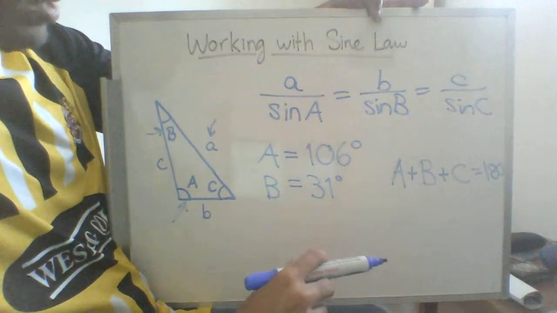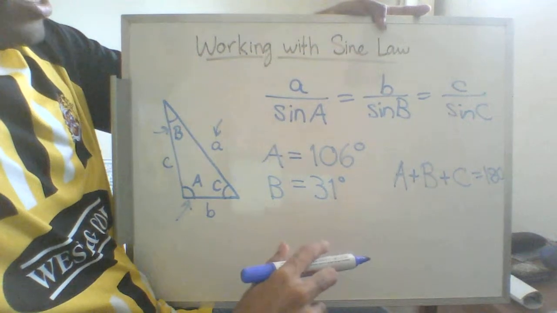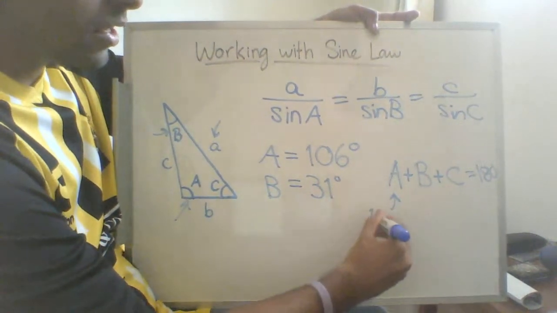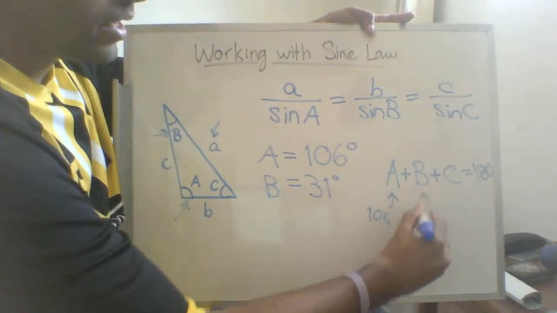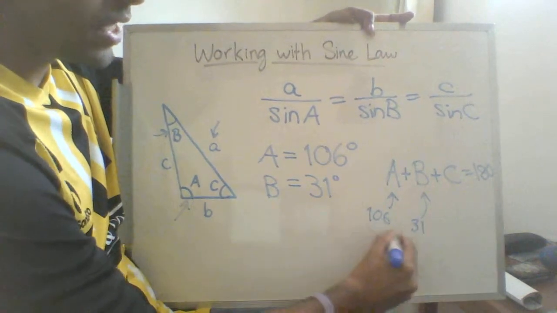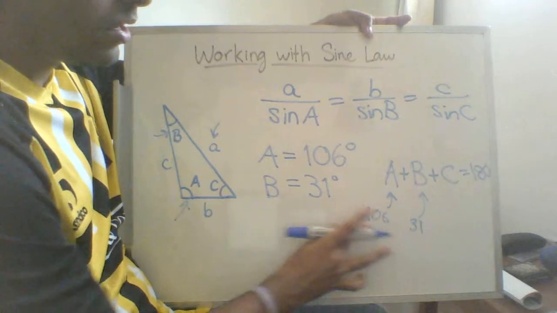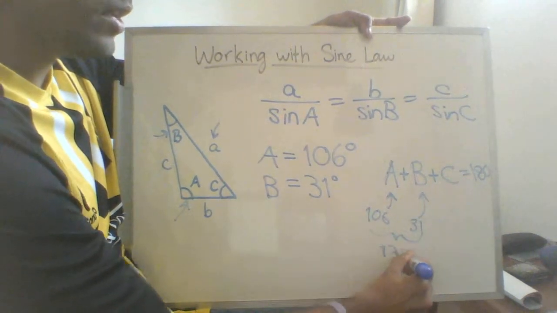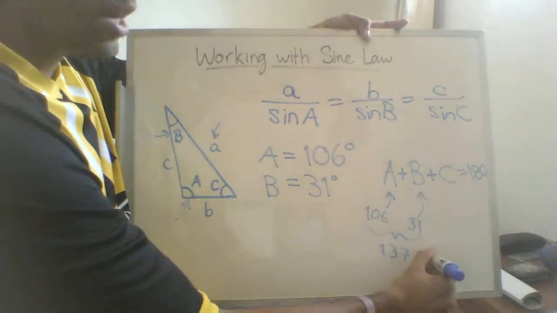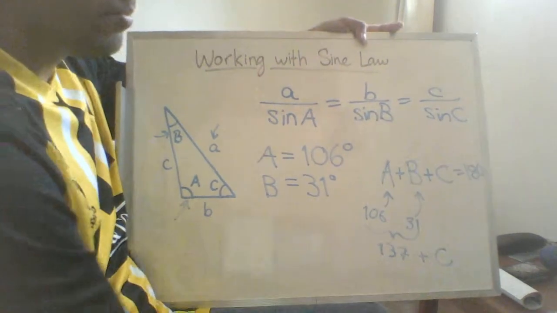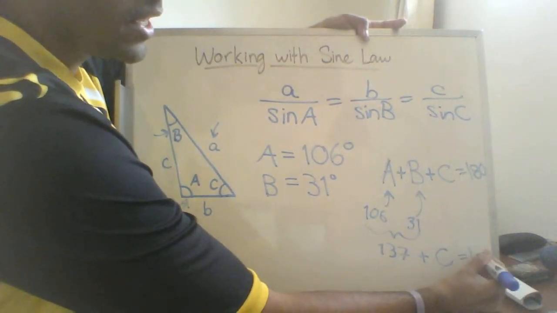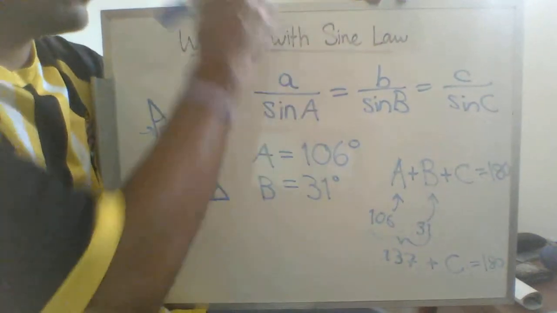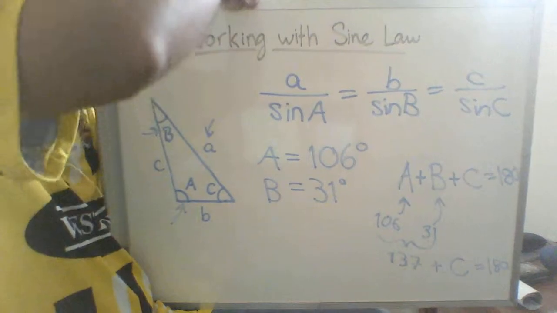Right? We know A plus B plus C is going to be 180 degrees. So we know A is 106 and we know B is 31. So altogether those two make up 137. So 137 plus angle C is going to equal 180. Okay, so from this point it's fairly easy to solve.